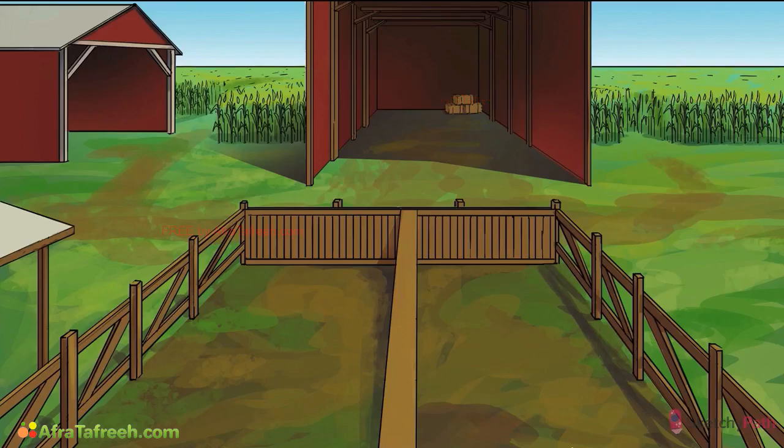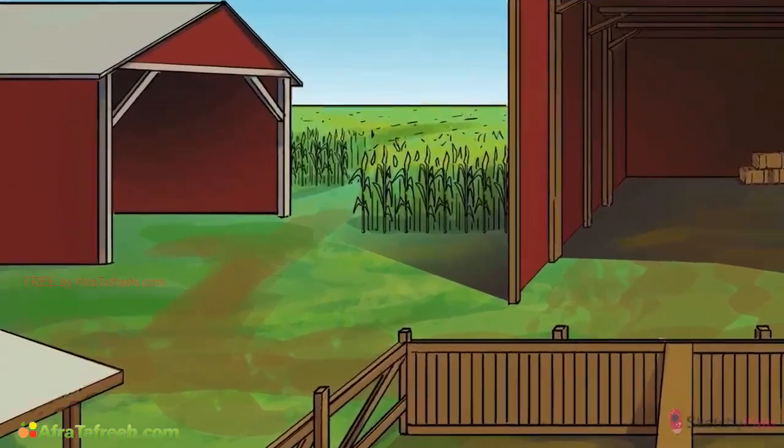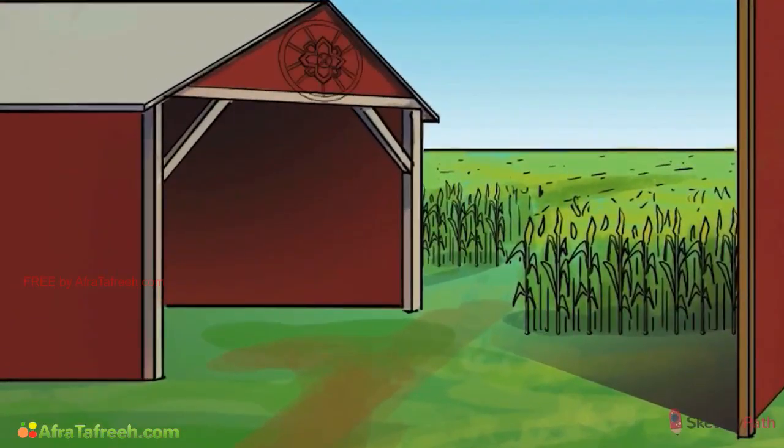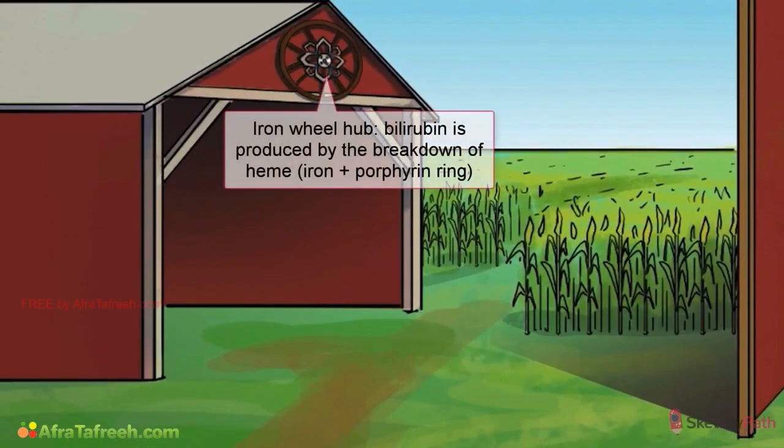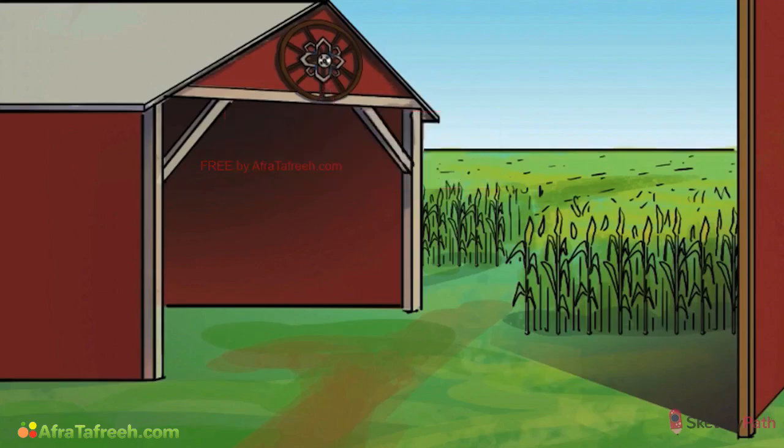Before we dive into the causes of hyperbilirubinemia, let's quickly go through the normal production and metabolism of bilirubin. Bilirubin is produced by the breakdown of heme, a natural process occurring all the time as your red blood cells, or RBCs, progress through their natural lifespan, which is about 120 days. Heme is made up of a porphyrin ring of carbons and nitrogens surrounding an iron atom, kind of like the molecular spokes surrounding the iron hub of this wagon wheel.